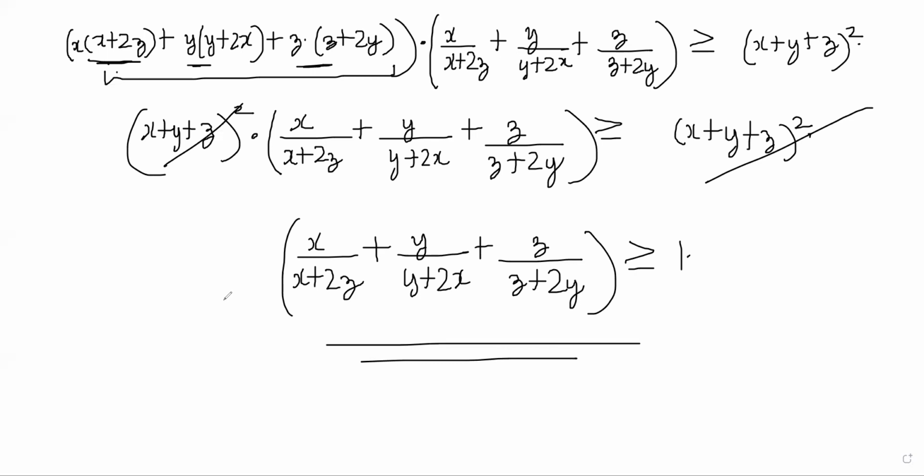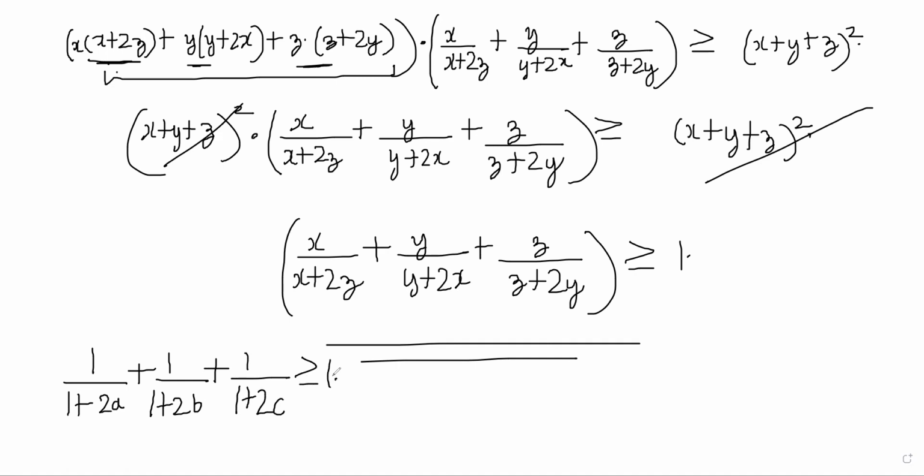This, if you convert back to the old variables, you'll get 1/(1 + 2a) + 1/(1 + 2b) + 1/(1 + 2c) is greater than or equal to 1. So that solves this question. Let's move on to the next one.